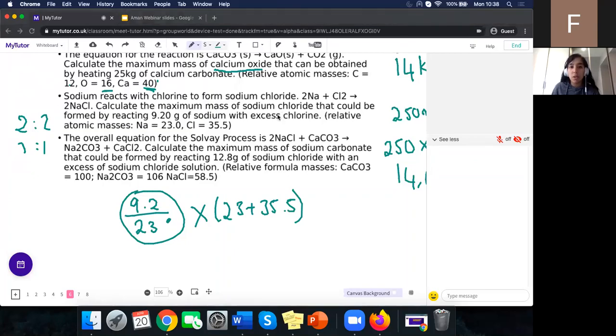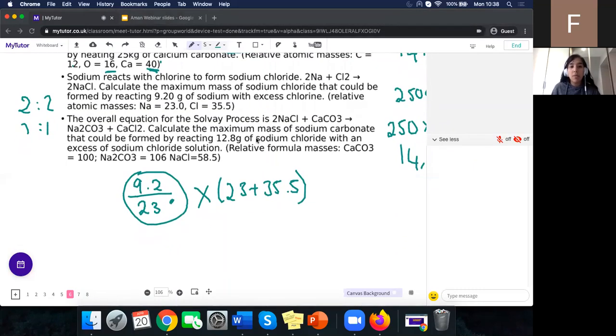So what does everyone have for the answers to that question? Yeah, so a lot of 23.4 grams exactly. So that's the correct answer there. Well done. Okay, so remember that was the 4-step method.